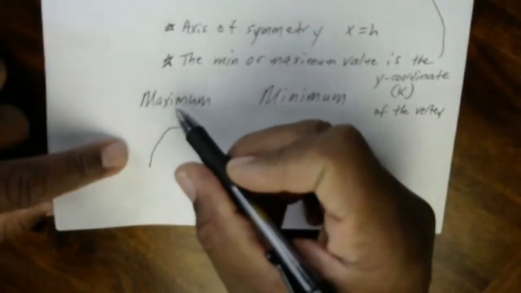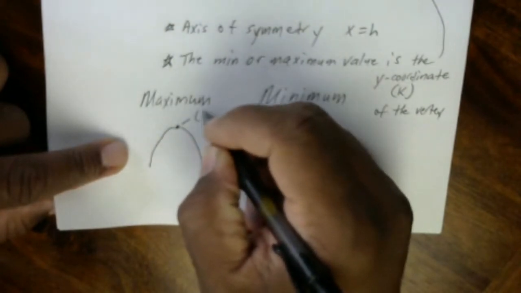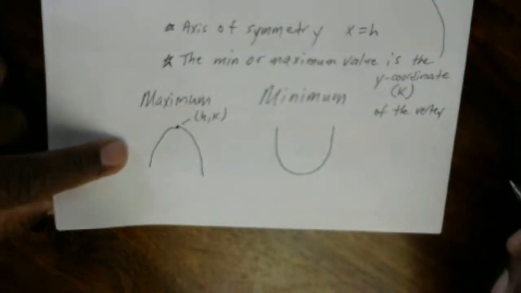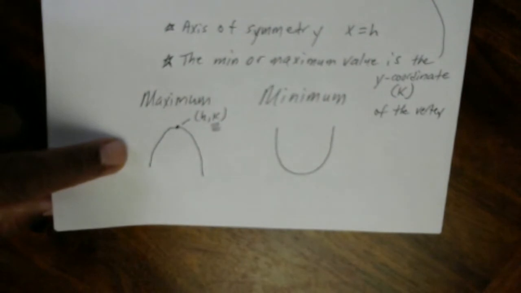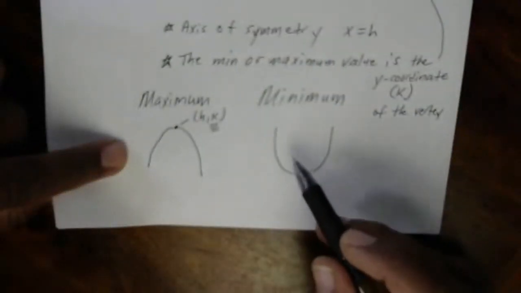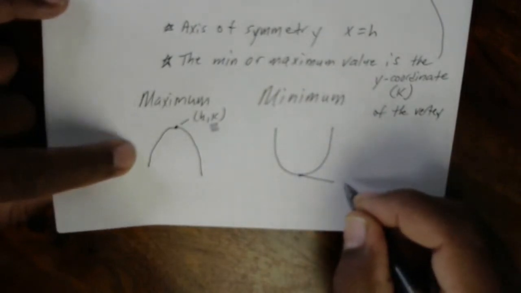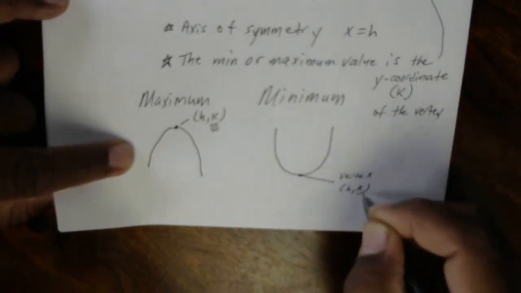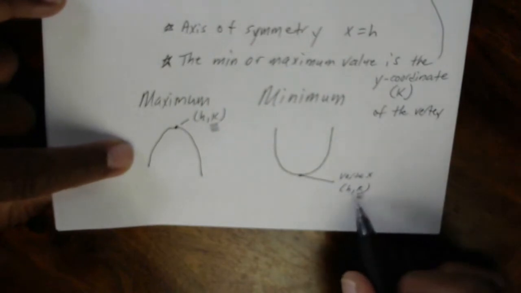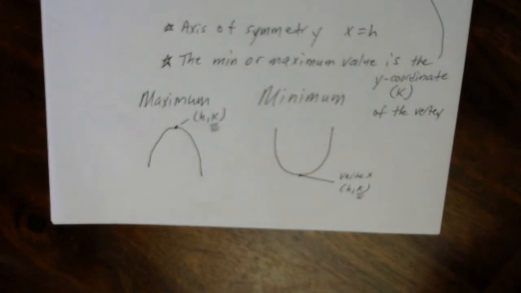So if you have a maximum value, remember that this is your vertex, and I'm going to call this (h, k). The k value is your maximum. So here again, if this is your graph, your vertex is where your graph bends. That's in the form (h, k). Your k value is your minimum. All right.